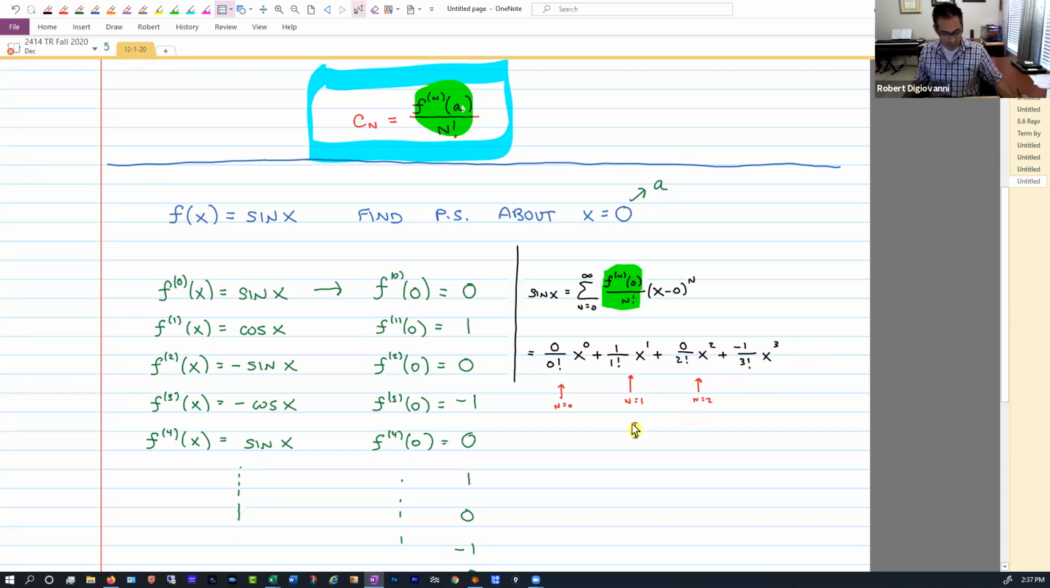And now it's going to keep repeating, right? Now we're at the fourth, so we have 0 over 4 factorial, x to the fourth. What would the next one be? 1 over 5 factorial, x to the fifth. I'm running out of room, plus dot, dot, dot, right? Now I'm going to get rid of a bunch of stuff because we have a bunch of zeros here.